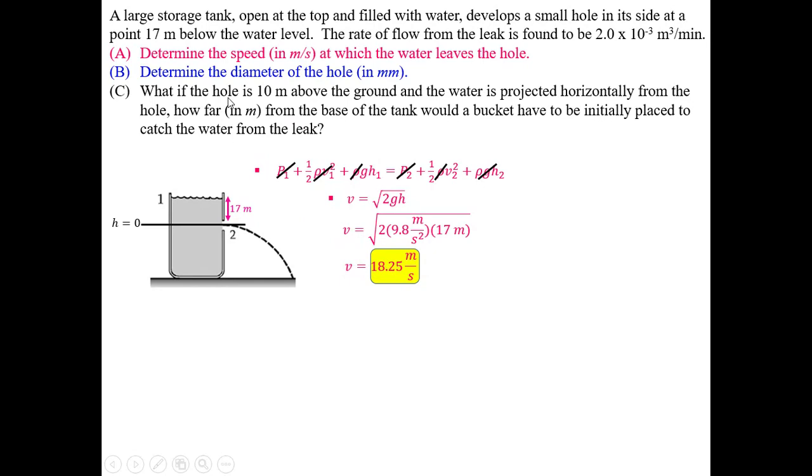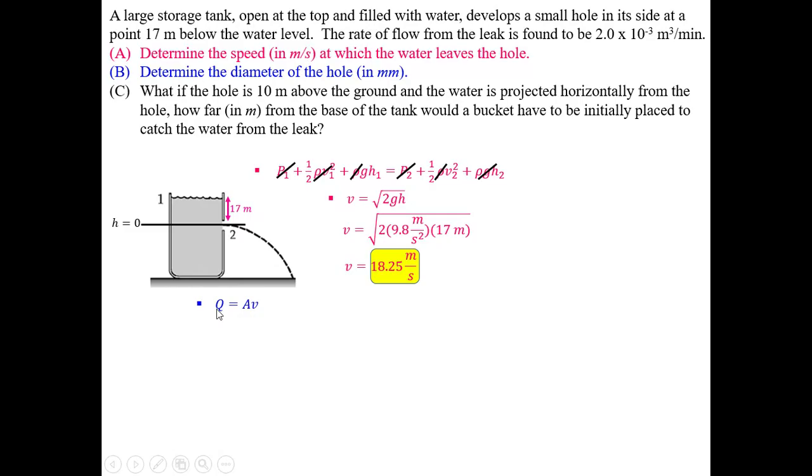Now, part B asks us to determine the diameter of the hole in millimeters. So in order to do this, you do have to recognize that, one, you are given the flow rate, which is 2 times 10 to the negative third meters cubed per minute. So let's go and crack it out.